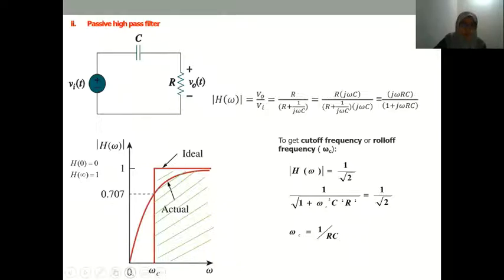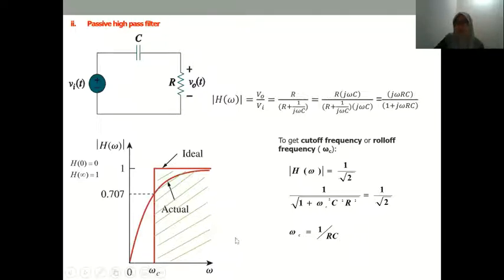So when omega is equal to 0, you get 0. When your omega is equal to infinity, you get your H is 1. So this is the actual curve, but ideally this is the curve. And this is where your omega c is equal to 1 over RC, which is equivalent to 1 over square root of 2. This is 0.707. So for the high pass filter, we know that the filter is designed to pass the frequencies over the cutoff frequency.